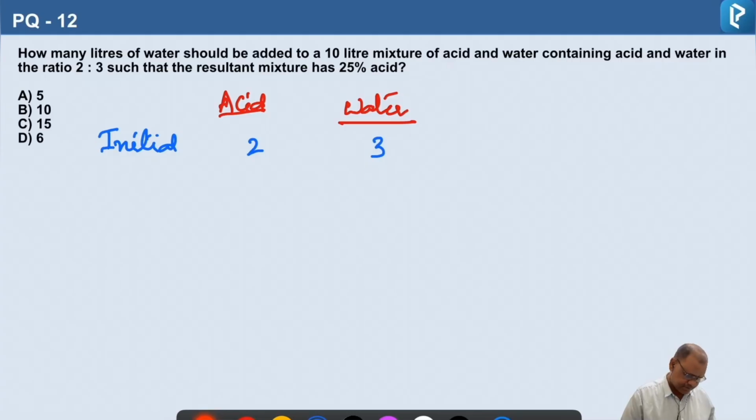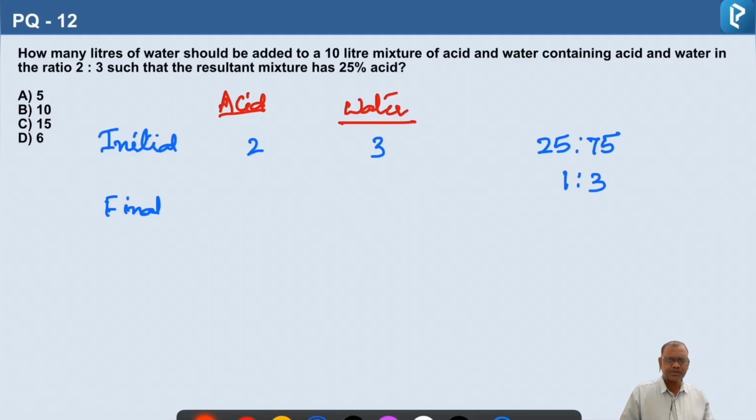And final ratio. Finally, the acid is 25%. Acid is 25%, then water will be 75%. So what is the ratio of 25:75? That is 25 ones, 25 threes. The ratio of acid and water is 1:3. So when it is given in percentage, we can convert it into ratio. The final ratio is 1:3.